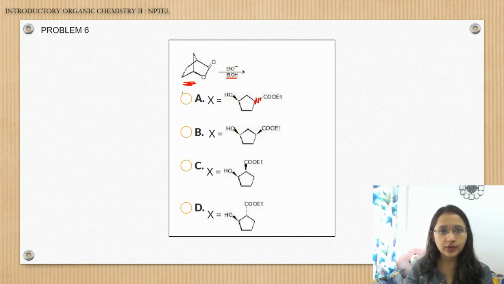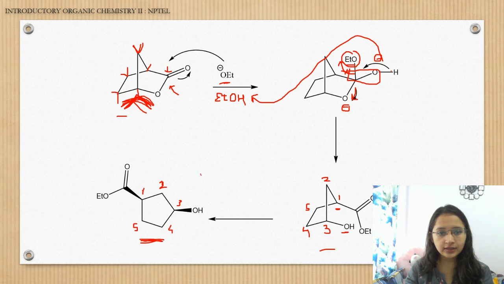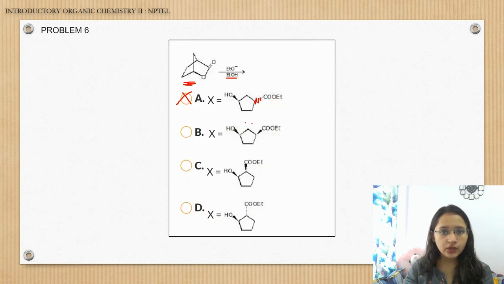So A is not the answer. 1,3 is the answer, right? 1,3-substituted five-member ring we have. So A is not the answer, C is also not the answer, D is also not the answer. Correct option is B. Right? Shall I go to problem 7?